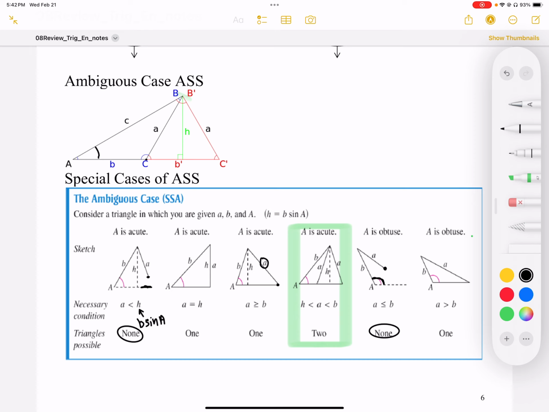And when angle A is obtuse, the only way we can make any triangle, so when A is too short, it looks like this. So you could make no triangles, but if A is long enough, it will touch the line here, but it can only make one triangle because there's no other position that the line A can take to form a second triangle.